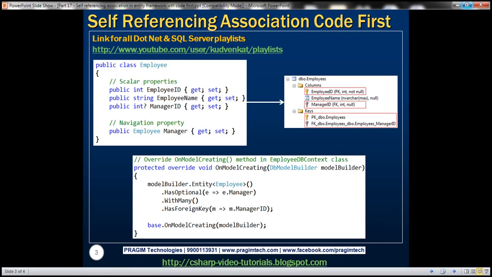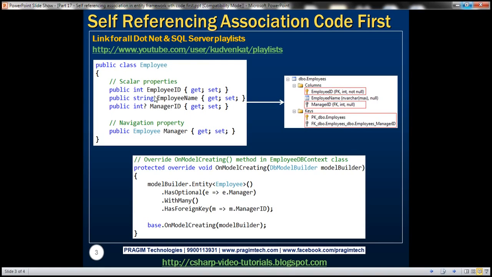Now, based on this employee class, we want the Entity Framework to be able to generate this employees table. Look at the names of the columns that we have got here: employee ID, employee name, manager ID. Employee ID is the primary key column and manager ID is the foreign key column. Now, to get the manager of a given employee, we take the manager ID column value and look up that value in the employee ID column of the same table. So this is a self-referencing employees table, and we want the Entity Framework to be able to generate this self-referencing table based on this employee class.